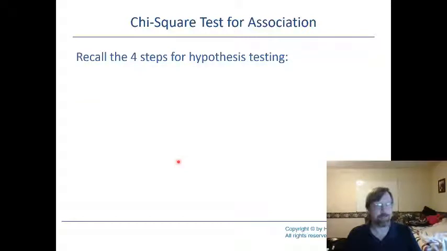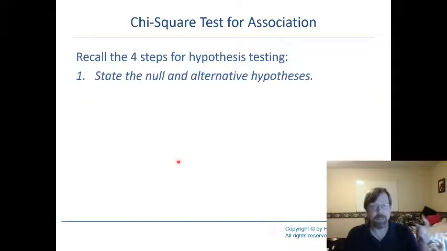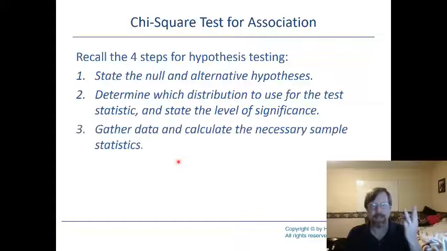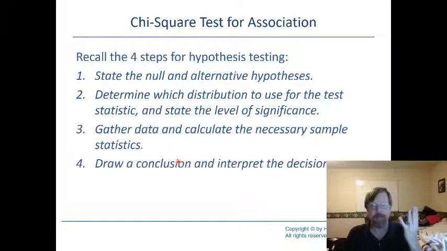Okay, the 4 steps for hypothesis testing still don't change. State the null and alternative hypothesis, determine which distribution to use for the test statistic and state the level of significance, gather the data and calculate anything you need to, and draw your conclusion and interpret it.